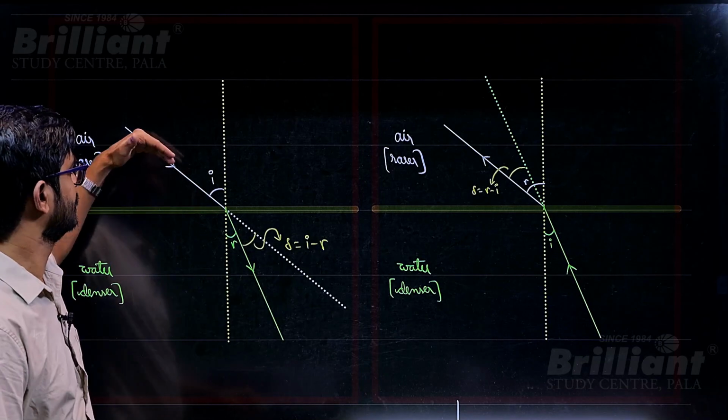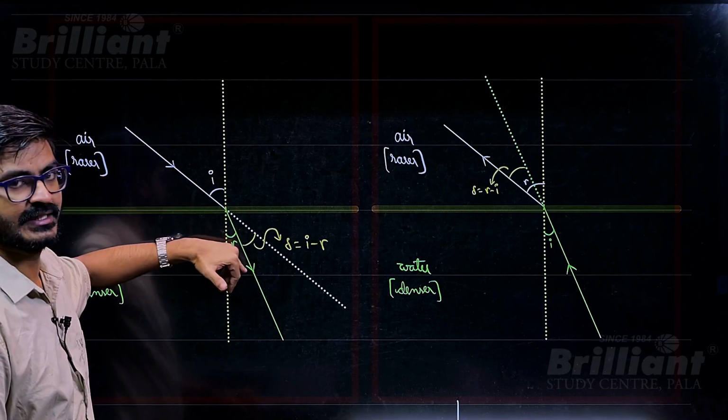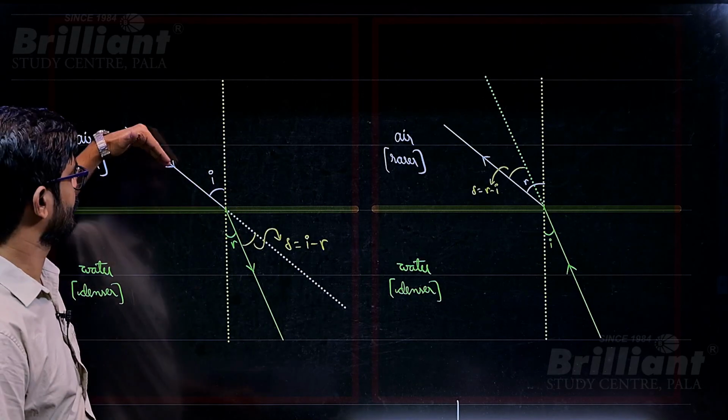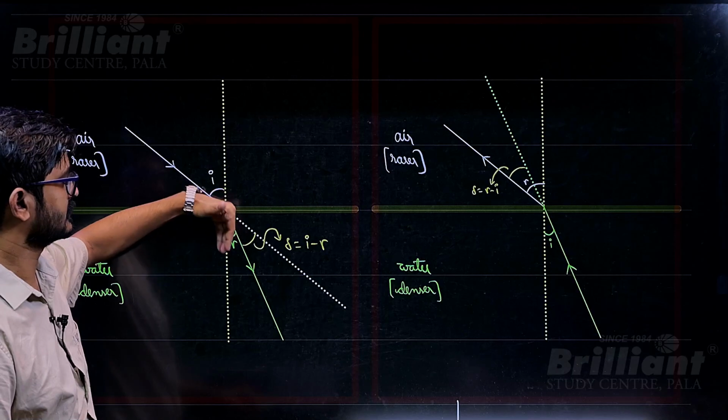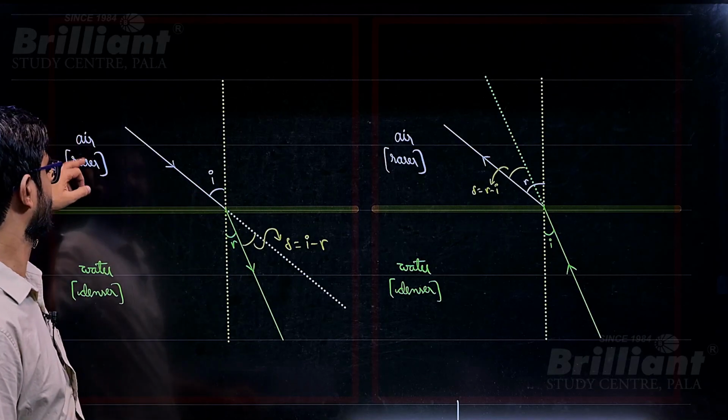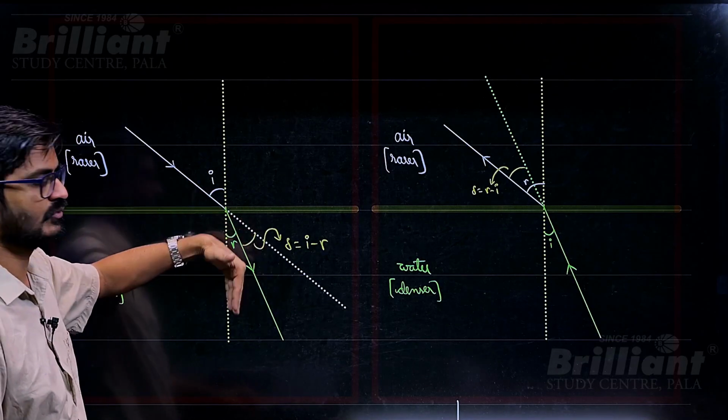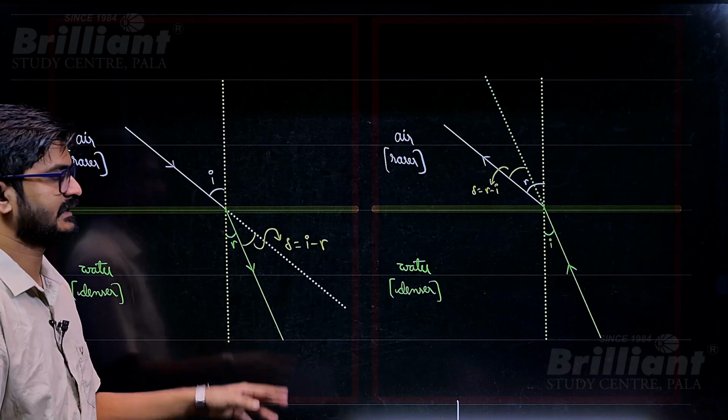The other way of saying it is, refracted angle will be less than incident angle. So if you are sending some ray, it will be bending towards the normal. So when a ray goes from rarer medium to denser medium, it will be bending towards the normal. We are going with Snell's law.